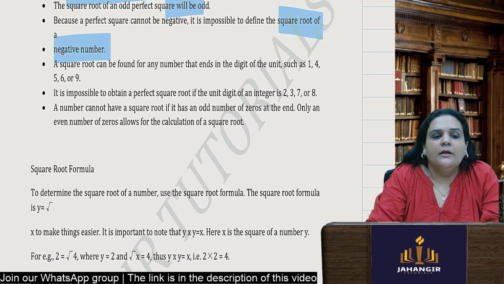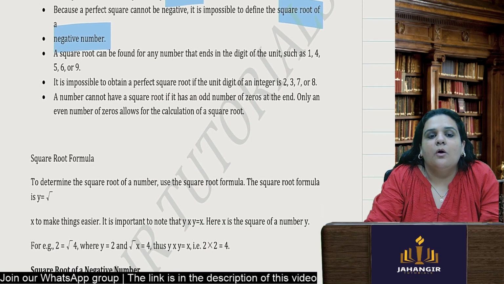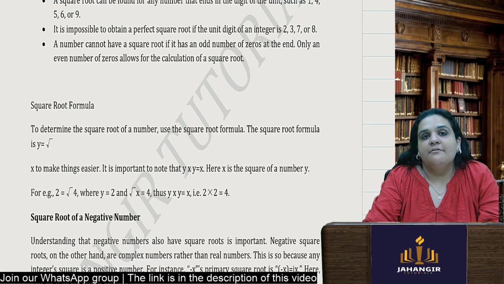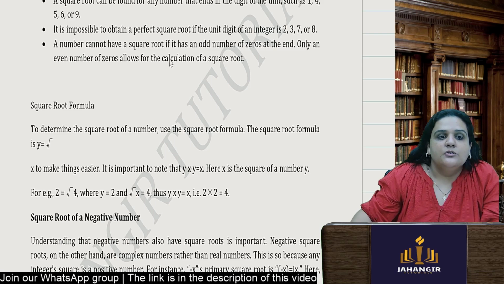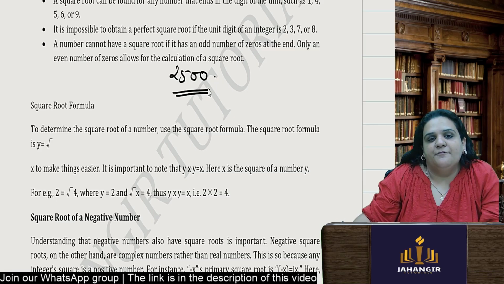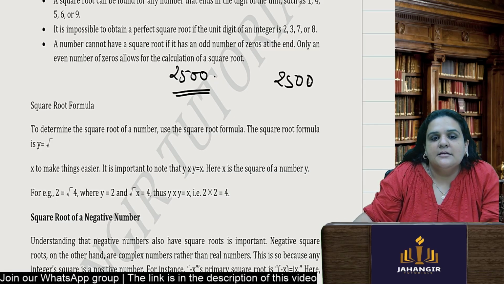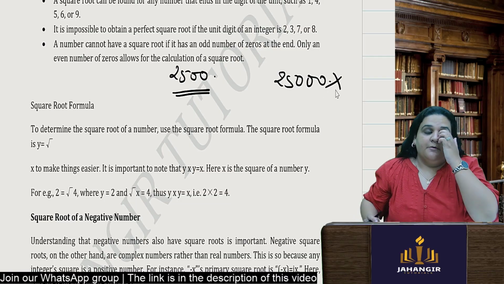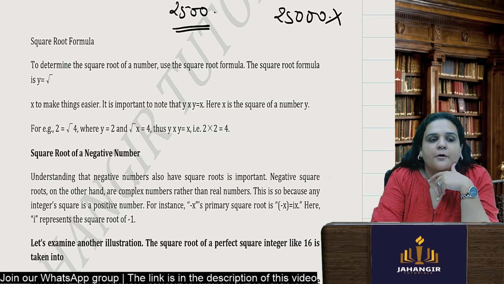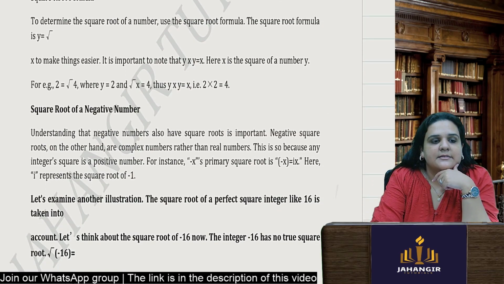A number cannot have a square root if it has an odd number of zeros at the end. Only an even number of zeros can have a calculation of square root. So if I am having 2 zeros after the number, yes, it is possible to have the perfect square. But if I am having 3 zeros, it is not possible to have a perfect square. Okay. Square root formula, we have already discussed it.